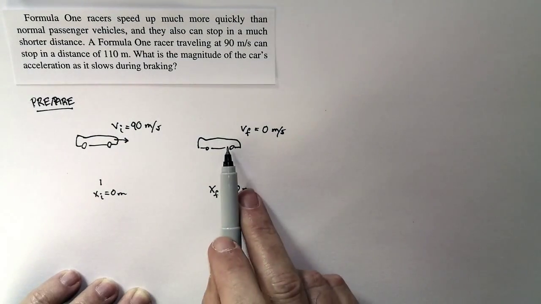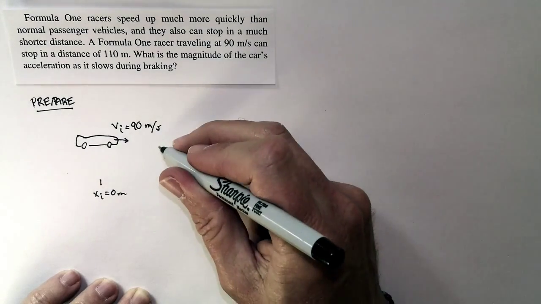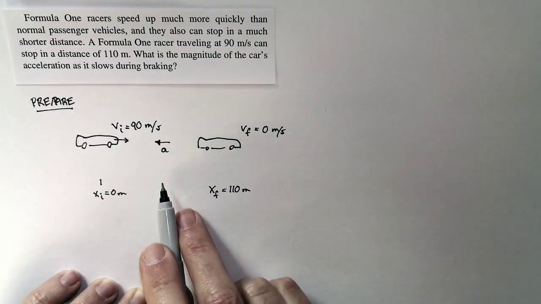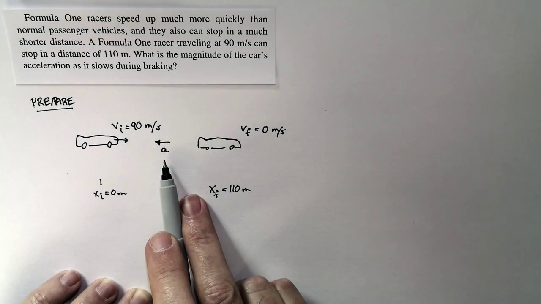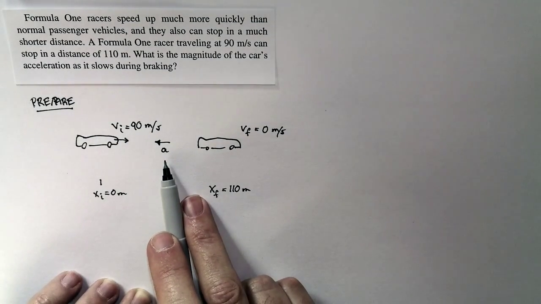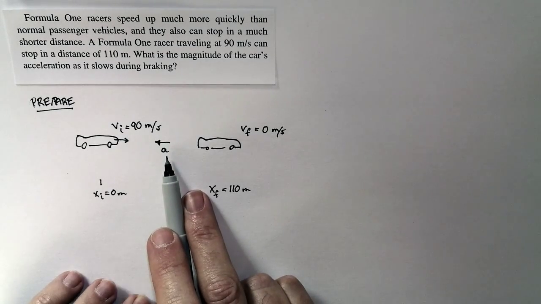So from here to here, as it goes from 0 to 110 meters, it's slowing down. The acceleration vector must be directed to the left. So when we compute the acceleration, it will be negative. But we're interested in the magnitude of the acceleration, so the negative sign won't matter to us in the final result, but it's a good check on our work as we proceed.